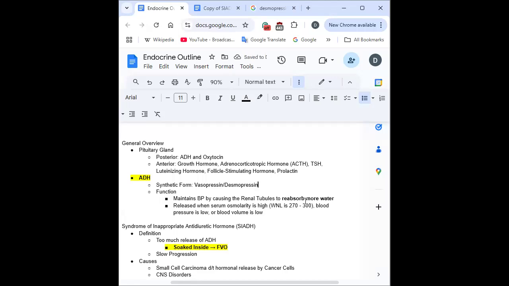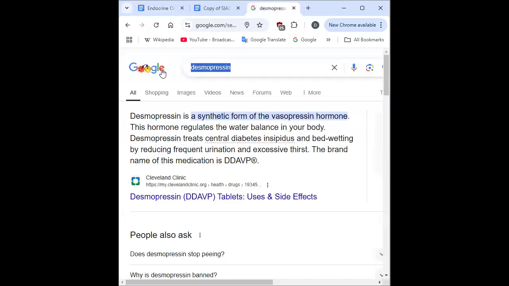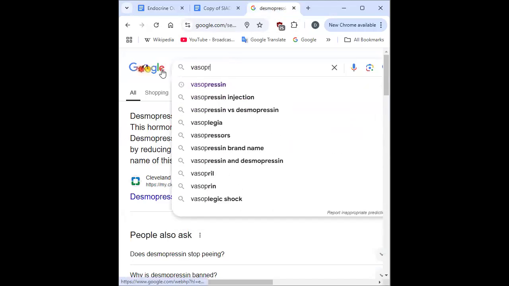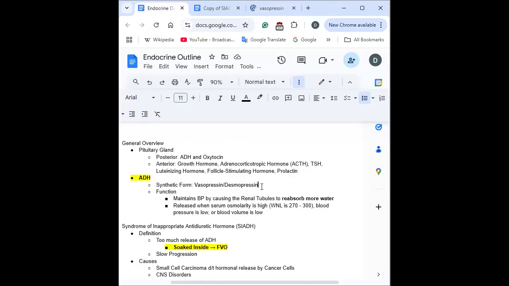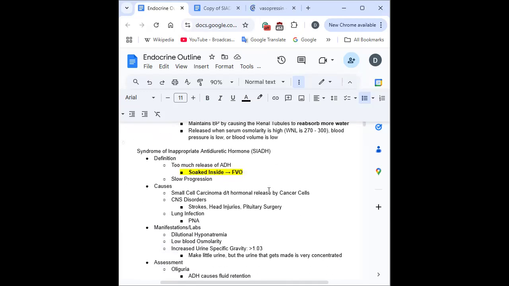Yeah. What are you guys confusing? Oh, you're saying vasopressin is the real one, maybe? Let's actually see. Let's find out. Oh, I guess so. Okay. So vasopressin is just another name for it. Okay, fair enough. This one, and this is the synthetic. Yeah, fair enough, fair enough.